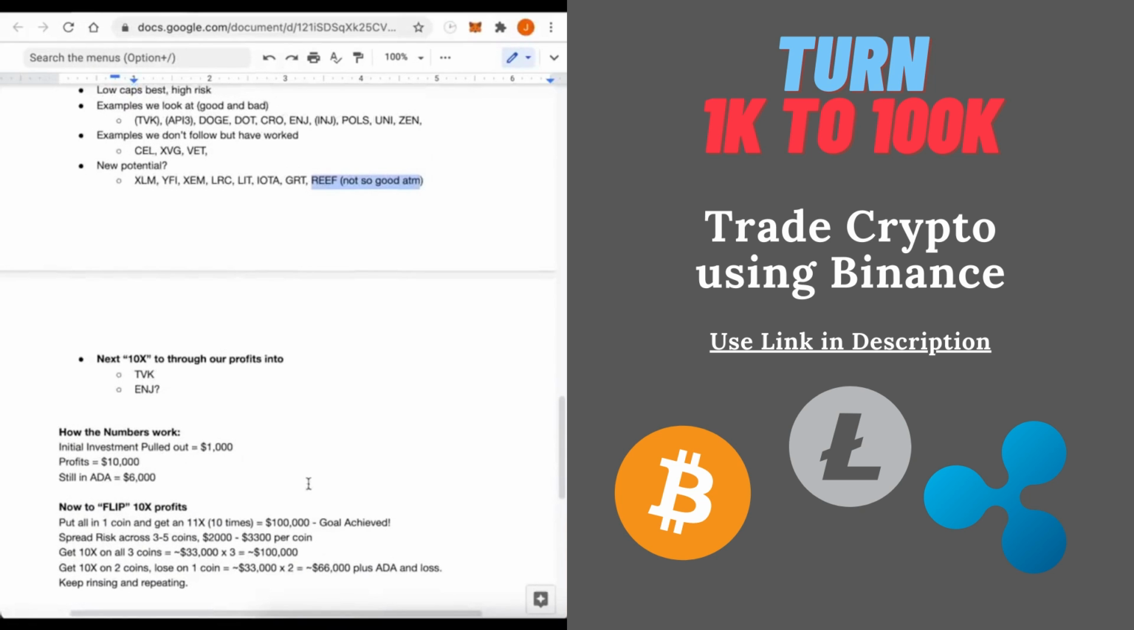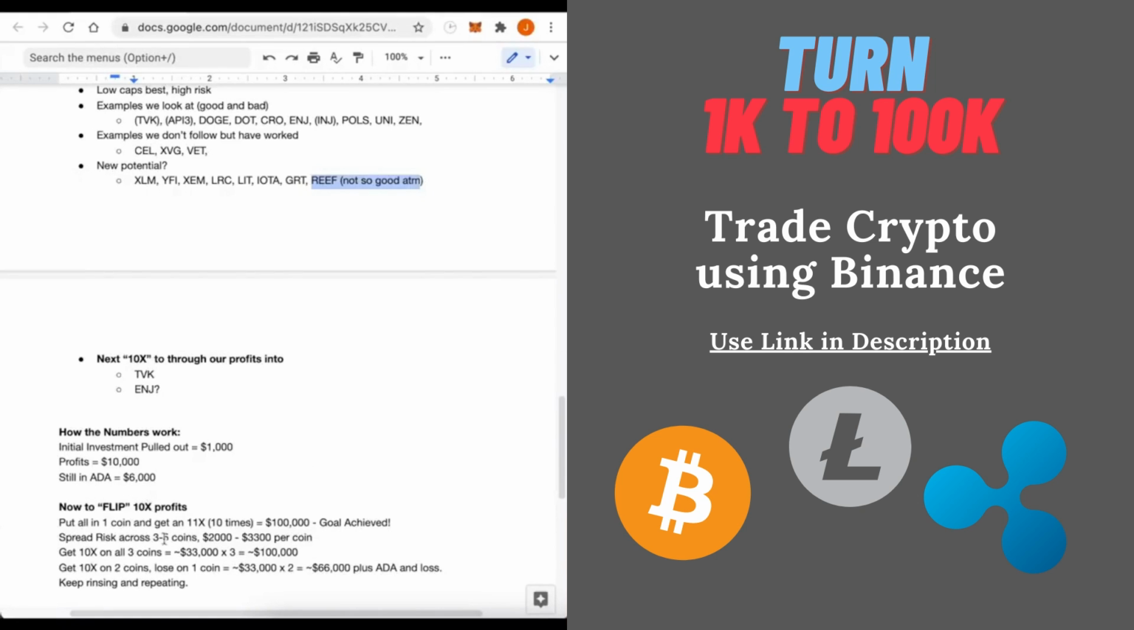How the numbers work. We've pulled out 1,000. We've got profits of 10,000, which we're going to use. 6,000 still in ADA. So we have the 1,000 back. Great. We haven't lost any money. Now we've got 6,000 still in ADA. Most of us don't think we're going to lose 100% in ADA. And if ADA goes up further, great. We've still made some money. So it's all worth our time and we're learning. That's the bonus. And we're talking about how to learn and keep learning.